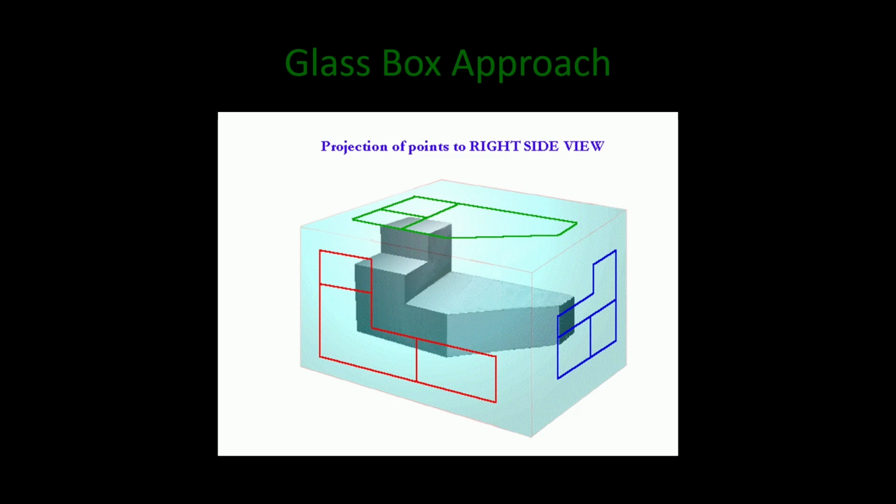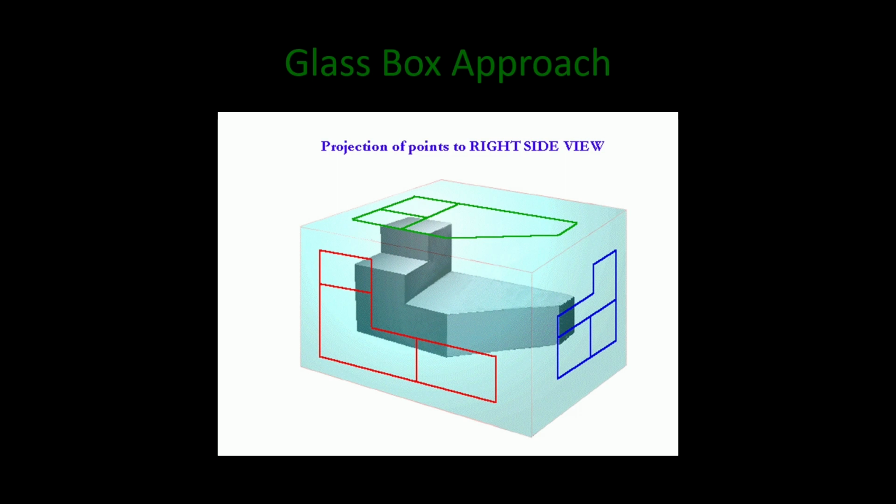Hello guys, myself Kuldeep Singh. Now we will discuss the glass box approach. It is visible on the screen that there is a picture. It is clearly observed that there is one object placed inside the glass box. In that we have to see the projection to the right side view, in which the red color highlighted part is the front view.